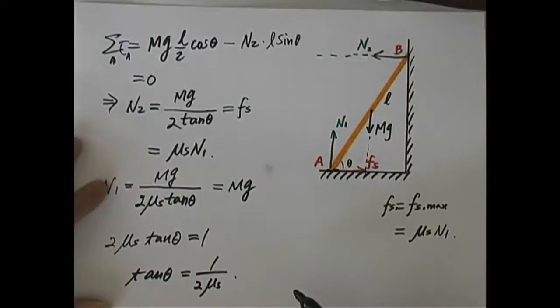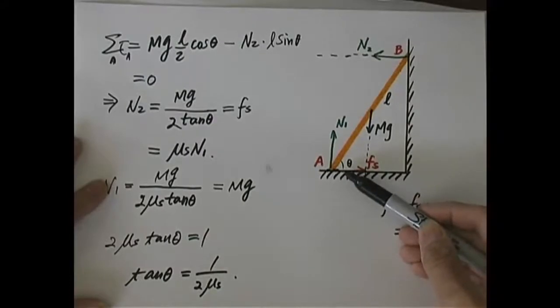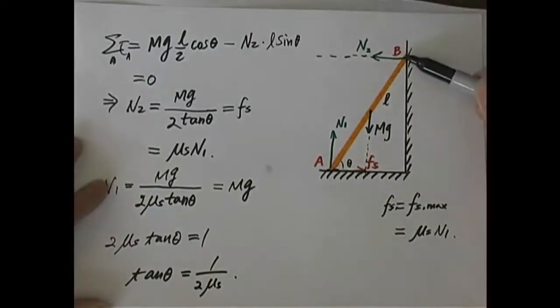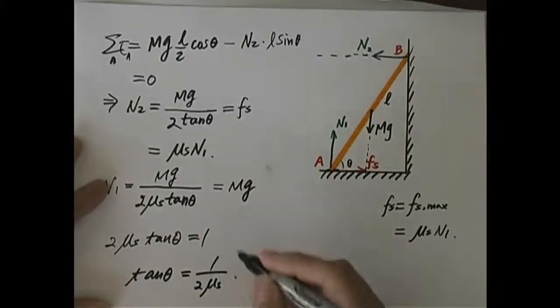That makes sense. In particular, when mu s equals 0, that's a completely frictionless floor. There's no way it will stay at rest as long as theta is not equal to 90 degrees. The only way to stay put is when theta equals 90 degrees, so it means the ladder is just leaning against the wall like this. That happens when theta equals 90 degrees or tangent theta equals infinity. That happens when mu s equals 0. So that makes sense. It satisfies this special case.